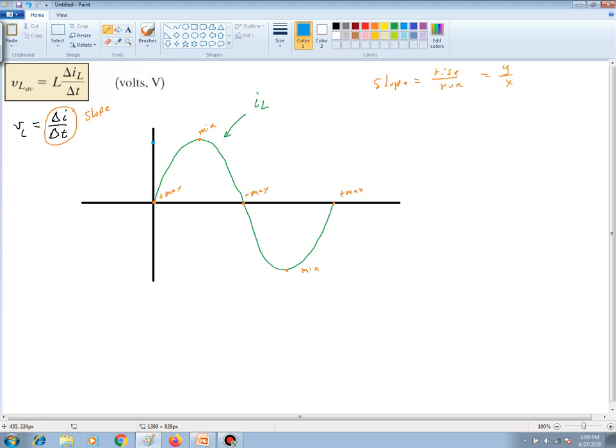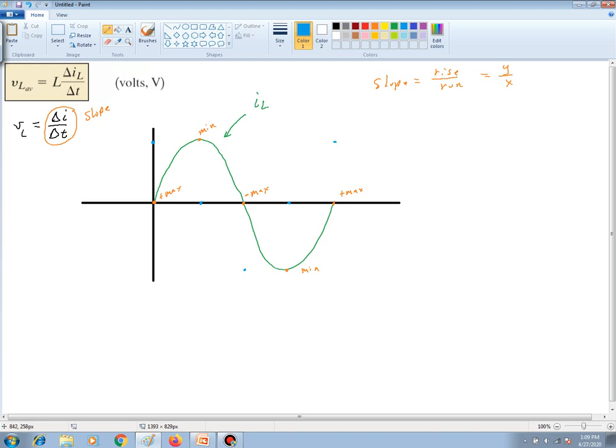We have a slope of 0, so the voltage would be 0, giving us a point right down here. A negative max slope would give us the greatest amount of voltage, but in a negative fashion, so let's put it right there. For the next point, at a minimum, your slope is equal to 0, so the voltage is also 0. And for the plus max again, we have the maximum voltage, and it's positive, represented by this amount of height right there.